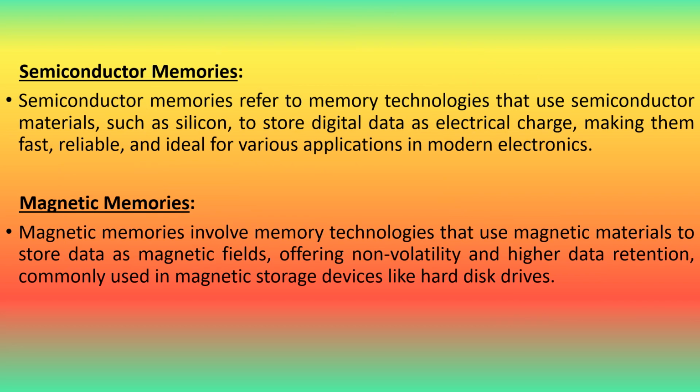Semiconductor memories. Semiconductor memories refer to memory technologies that use semiconductor materials, such as silicon, to store digital data as electrical charge, making them fast, reliable, and ideal for various applications in modern electronics. Magnetic memories. Magnetic memories involve memory technologies that use magnetic materials to store data as magnetic fields, offering non-volatility and higher data retention, commonly used in magnetic storage devices like hard disk drives.